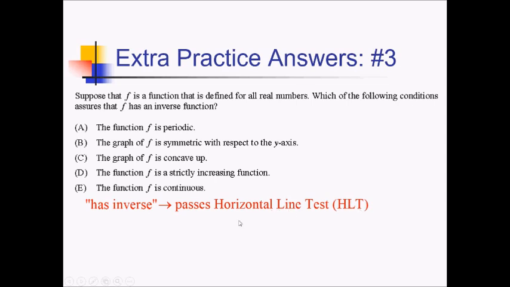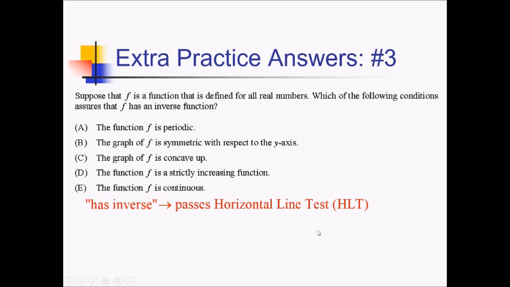So what does it mean to pass the horizontal line test anyway? Well, it means that it's impossible to draw a horizontal line that touches your function more than once. And the reason that this guarantees you have an inverse is because, let's say that you did draw a horizontal line and you're touching more than once.